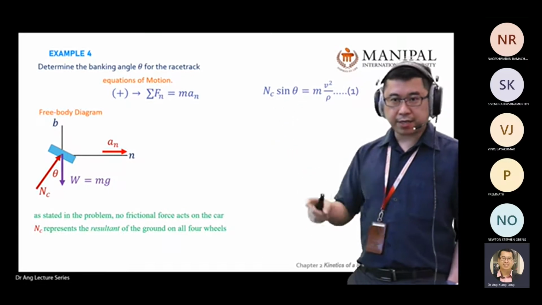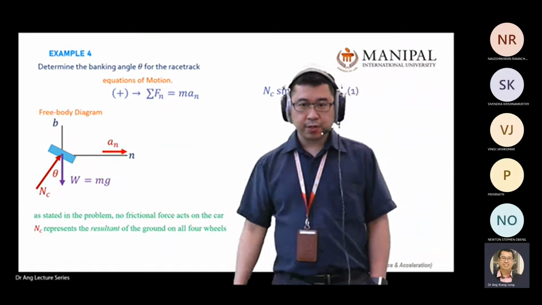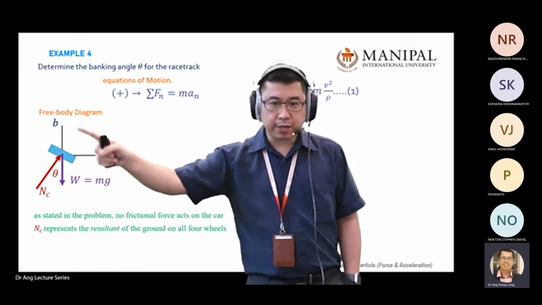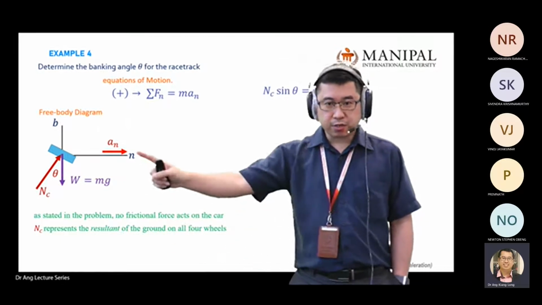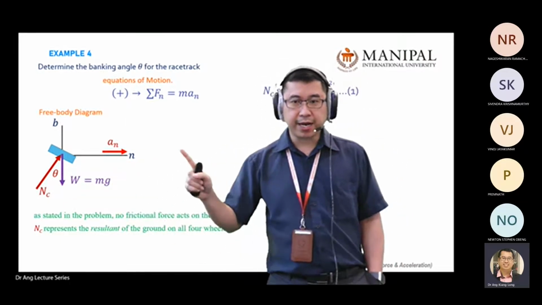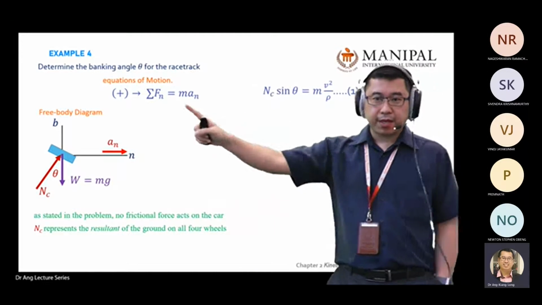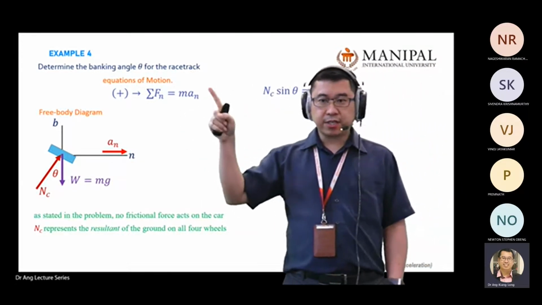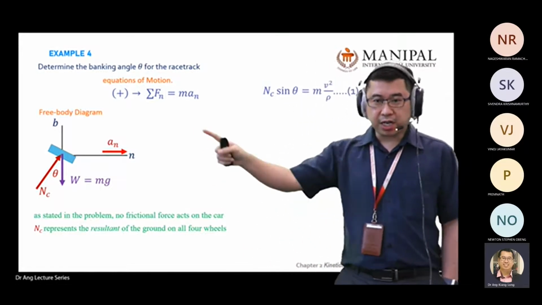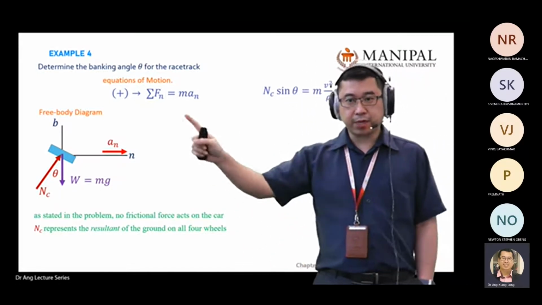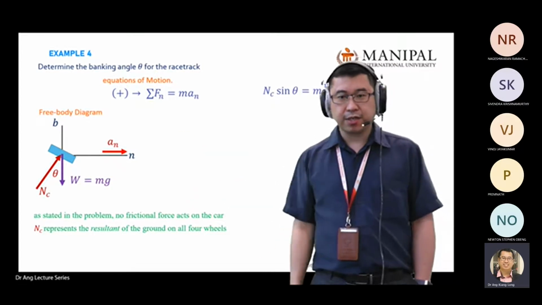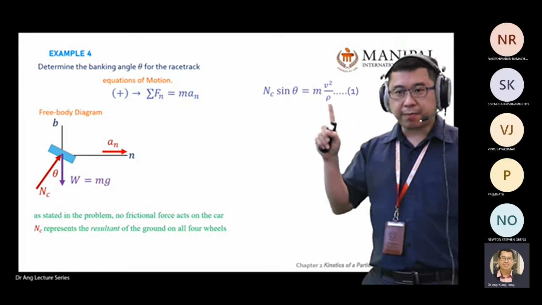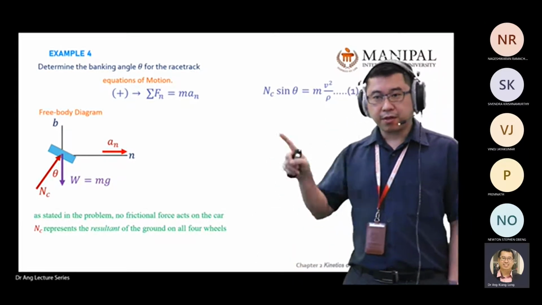NC sine theta equals your force in the n direction, because your W is not in the n direction, W is in the B direction. So you don't need to consider W in the n direction. M, carry forward. What is the acceleration when you have a curvature motion? You still remember, when you want to calculate acceleration in a curvature motion, you use V squared divided by the radius of the circle.